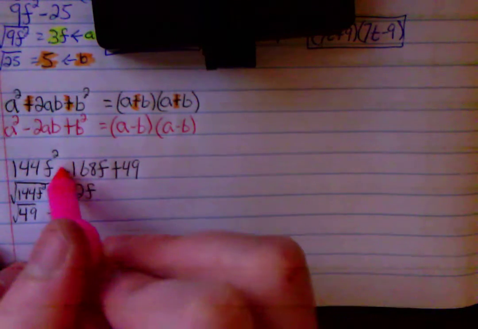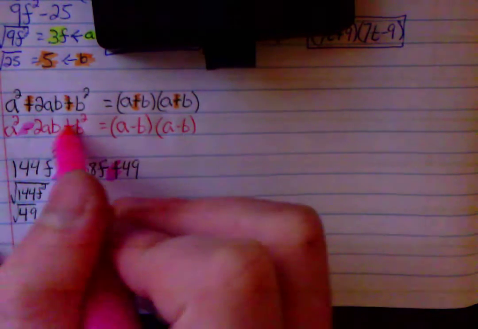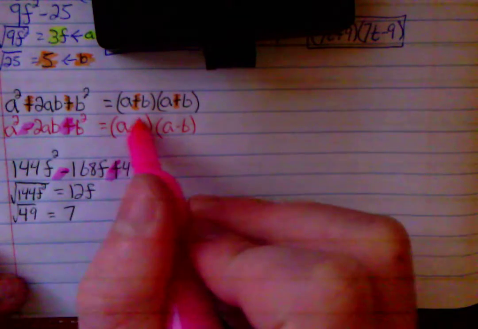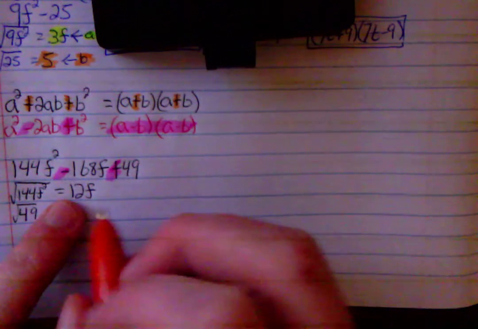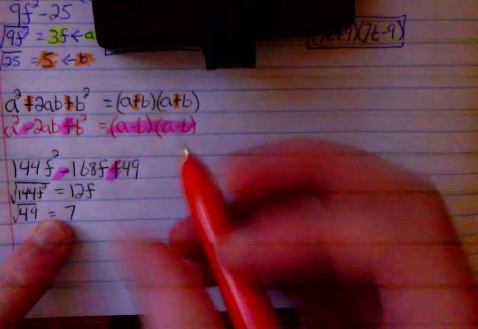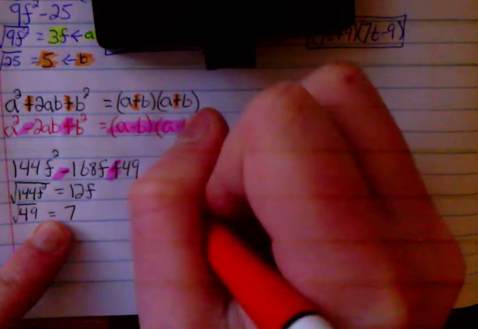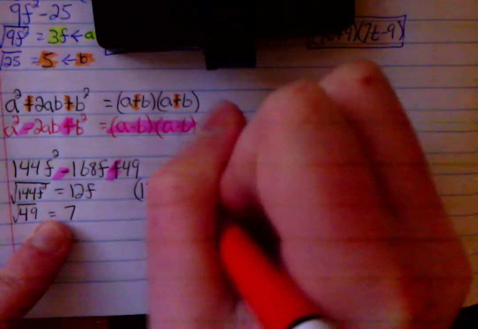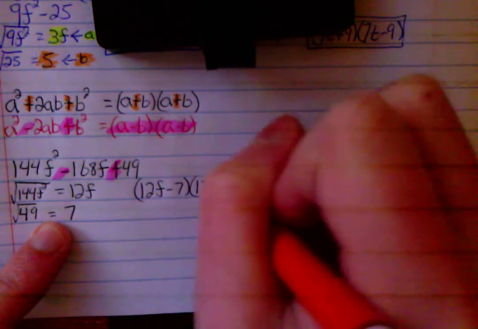Now, the part that you need to look at here is your signs. So I see a minus, plus. I know that my answer must look like a minus b times a minus b. So here is my a, here is my b. So your answer is going to be 12f minus 7 times 12f minus 7.